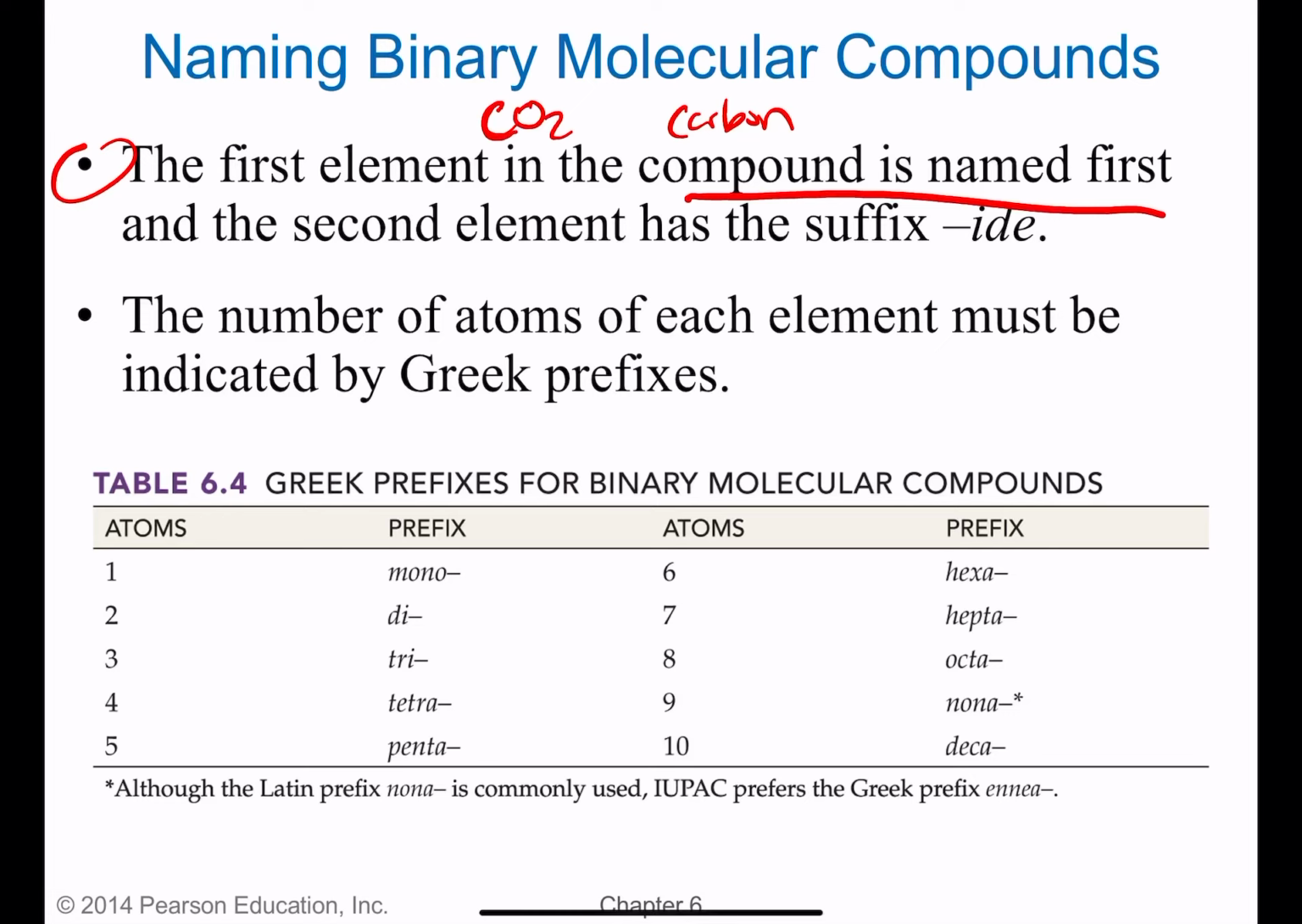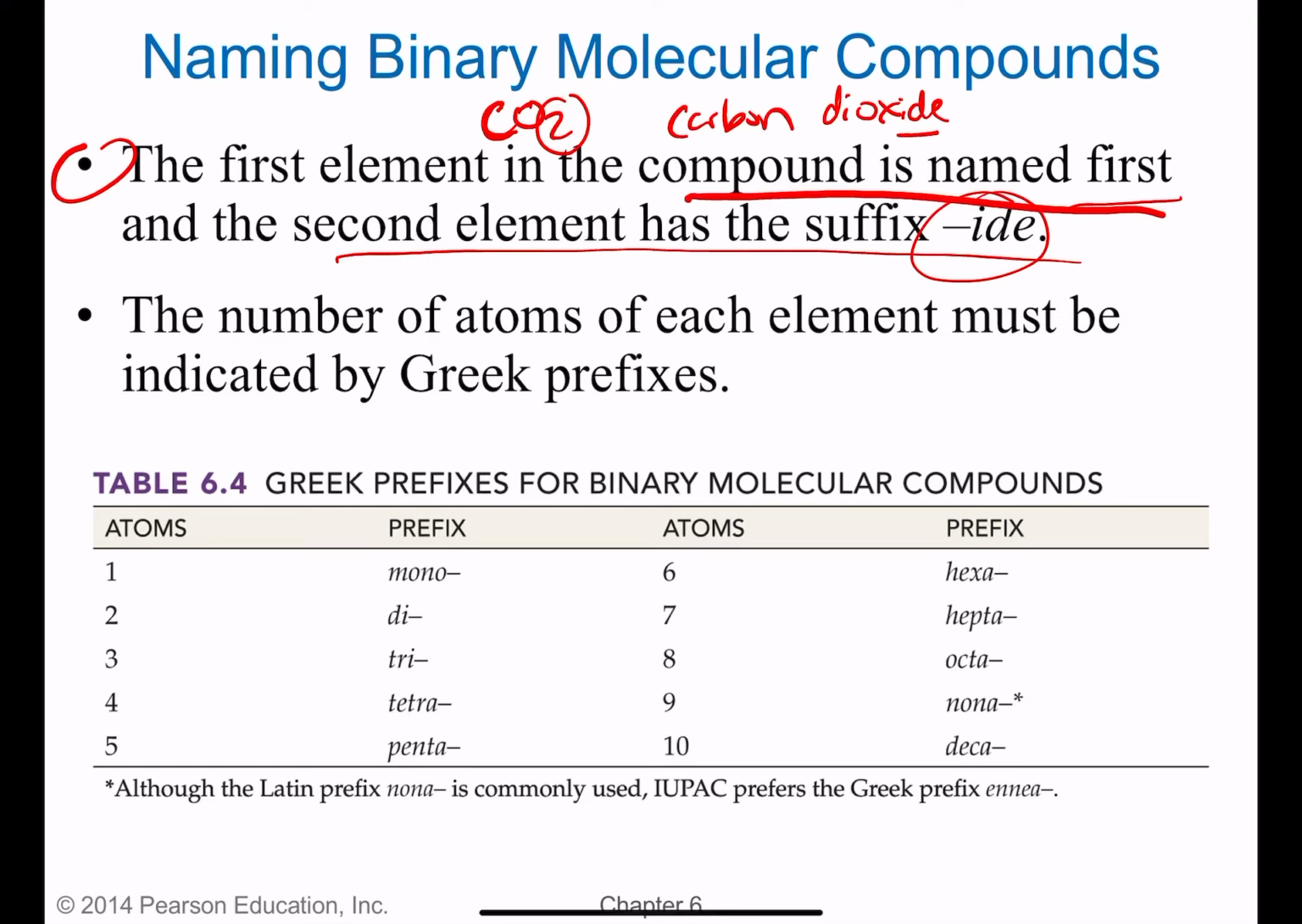But the second one, the oxygen, we're going to change it to oxide because it's the second one. So the second element gets the IDE ending. And then the di comes from the fact that there's two of them. But the point is that the first element in the formula is also the first one in the name, and you don't do any sort of name change. You don't do the IDE ending for whatever's listed first, but you do the IDE ending for whatever's listed second.